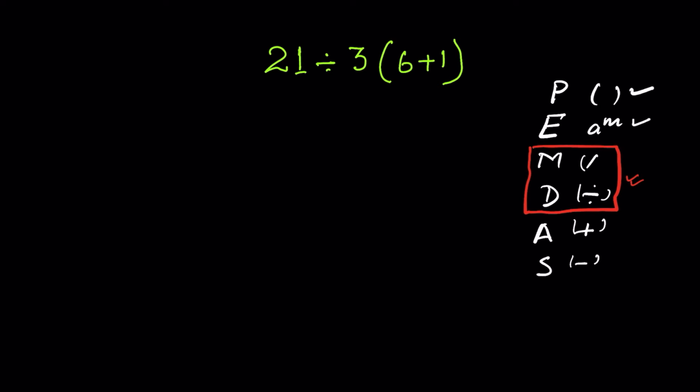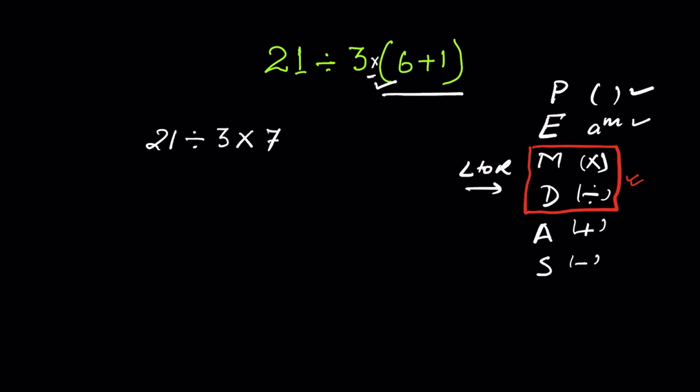So in order to decide which operation to do first when they are right next to each other, we must follow the rule of left to right, whichever comes first from left to right. Now keeping this in mind, let's solve it. First we will be solving parenthesis. So 21 divided by 3, 6 plus 1 is 7. Once we remove the parenthesis, here we have no sign, that means here we have multiplication. So we write the multiplication sign and write 7 here.